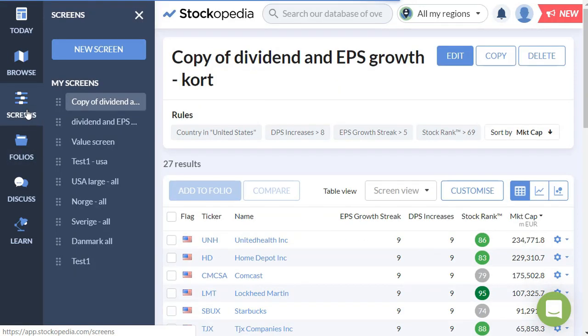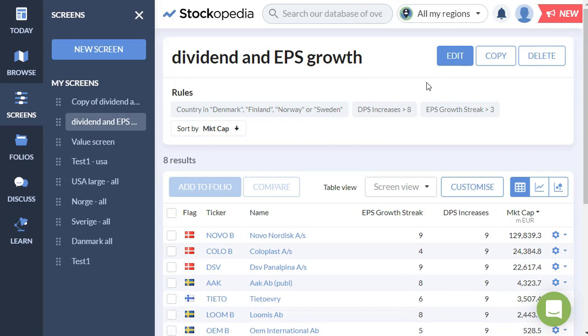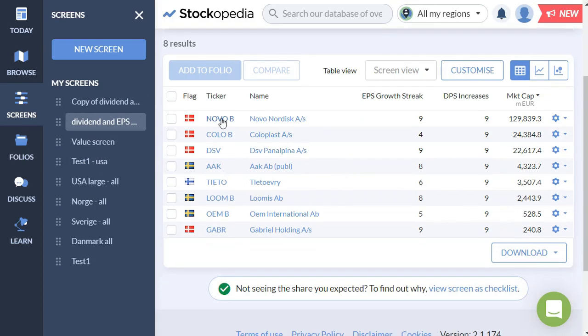I have other screens as well here. I have dividend and earnings per share in the Scandinavian markets, as you can see here, Novo Nordisk, Coloplast, DSV, and so on. Some Swedish, Finnish, no Norwegian has come in here, I can see.